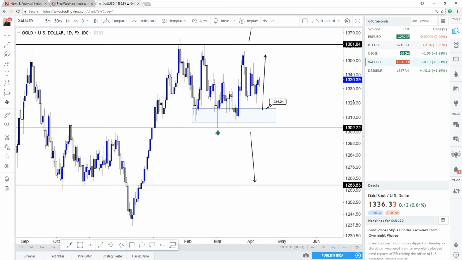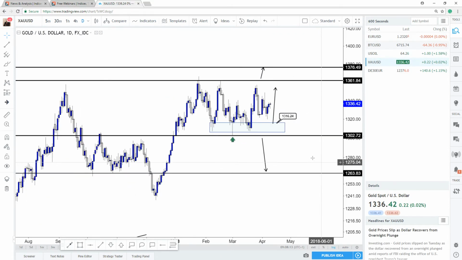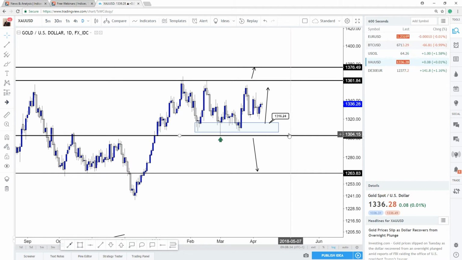We did something similar with gold a few weeks back. The idea was to buy here and for this market to head to the upside, which it did. You can see gold and euro dollar pretty much look the same. It's trading sideways, consolidating. I do like the break to the upside, or the alternative is just buying on the dip here, so buying gold at 1,316 with stops at 1,302.